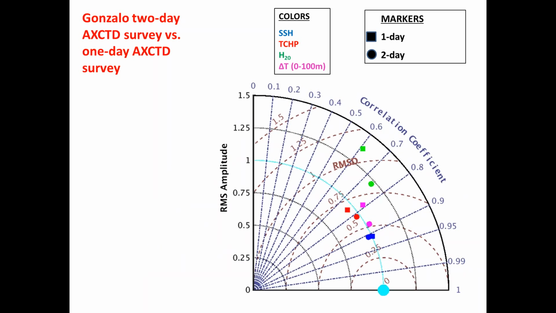And I also showed before the 1-day AXCTD survey versus the 2-day, and we can look at the difference here on the Taylor diagram, where the square, for example, is for the 1-day survey, and generally you can see a modest additional improvement, except for SSH, if you sample for a 2nd day. The good news is, though, that most of the improvement is achieved by a single 1-day survey, which, for cost purposes, is probably a nice result to see.